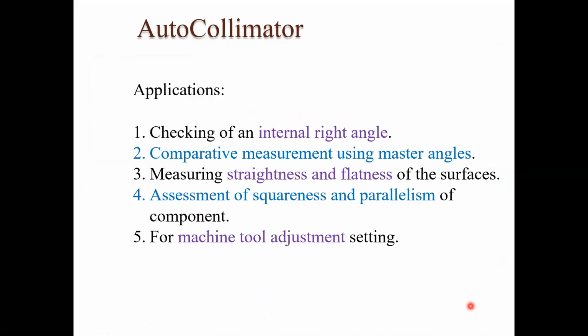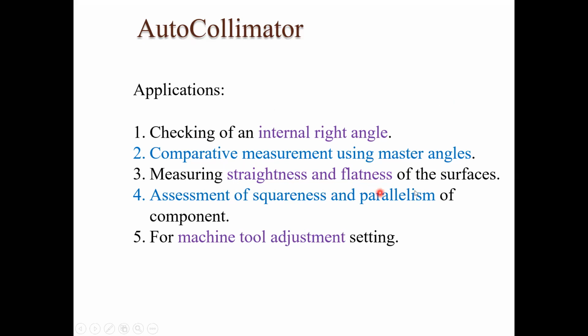Applications: checking of an internal right angle. Comparative measurement using master angles. Master angles means you use the angle gauges as the initial surface; those surfaces are smooth, flat surfaces. After that, you place the work part in place of the angular slip gauges, and then you can measure the variation. Likewise, you compare the work parts. Comparative measurement using a master angle is possible by using an autocollimator.